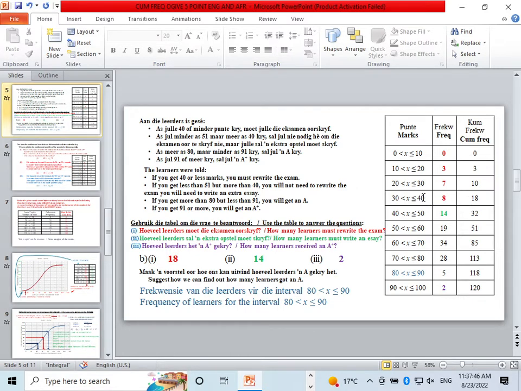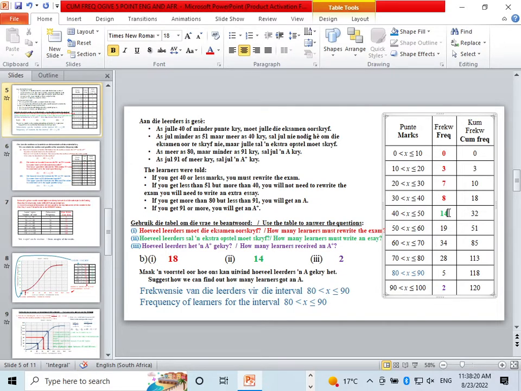Okay, so it's up to 40%. Do you agree with me? Now you can add all of those: 1 plus 3 plus 0 plus 3 plus 7 plus 8, or you can just read the cumulative frequency, which is 18. How many learners must rewrite an essay? Okay, do I want the cumulative frequency? No, I just want the learners between 40 and 51. That will be 14.